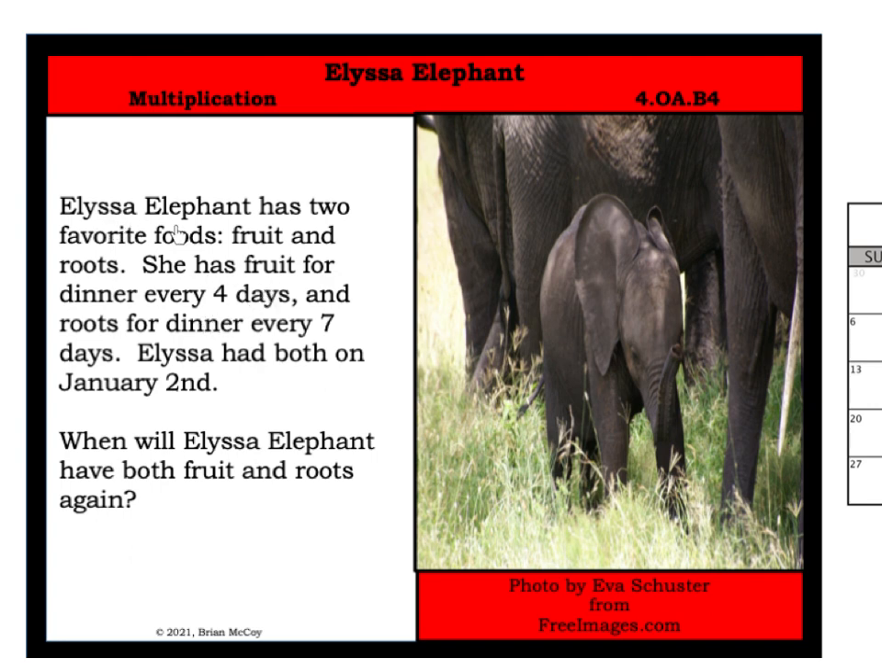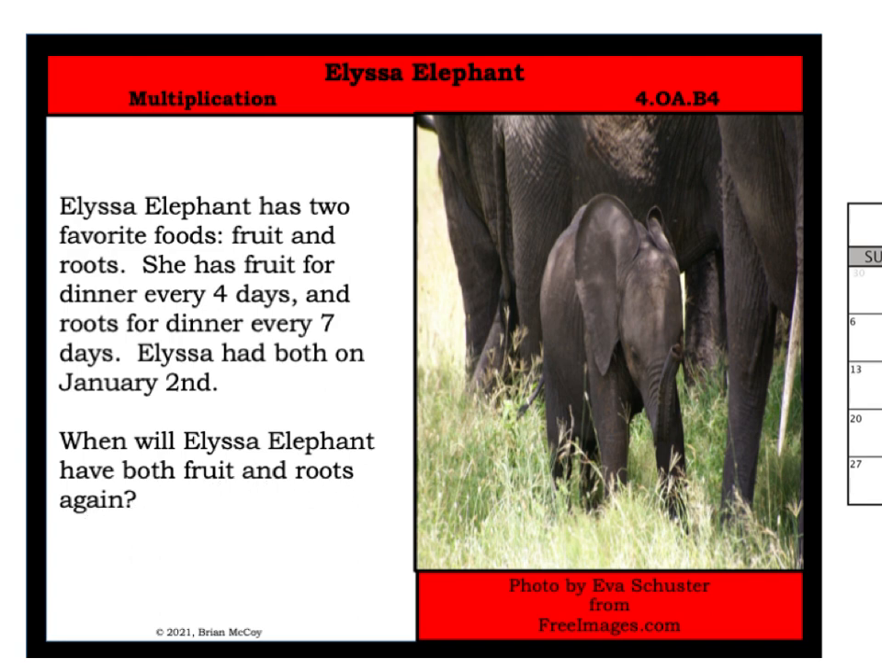And here we go. Alyssa Elephant has two favorite foods, fruit and roots. She has fruit for dinner every 4 days and roots for dinner every 7 days. Alyssa had both on January 2nd. When will Alyssa Elephant have both fruit and roots again?